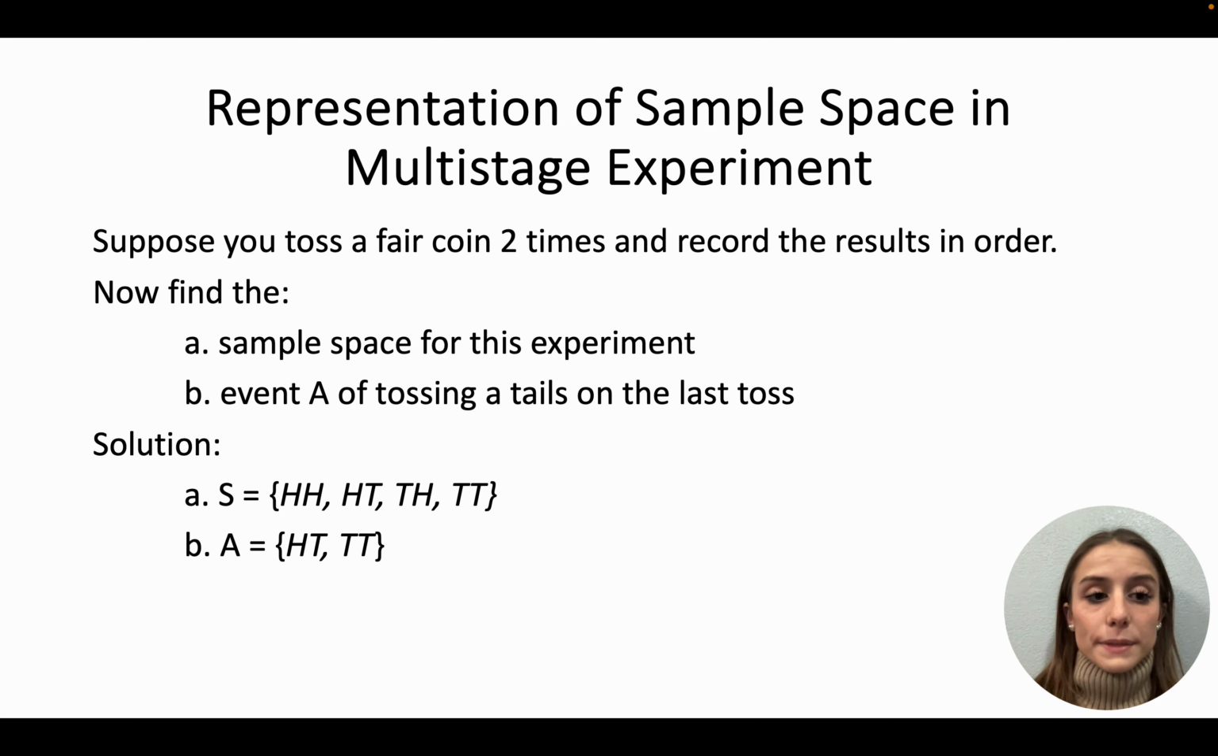Then we'll look at B, event A of tossing a tails on the last toss. We'll come down here and that'll be A equals brackets, and there's 2 possibilities for this. It would either be HT, heads tails, or tails tails.